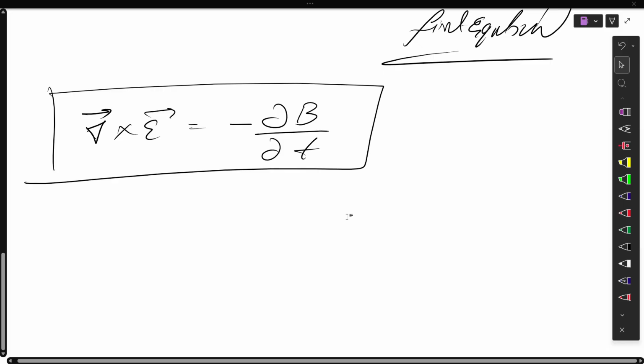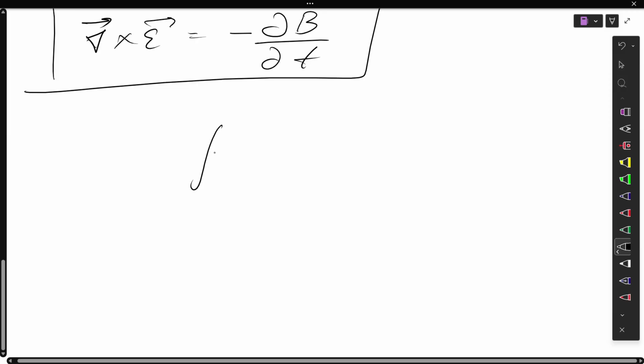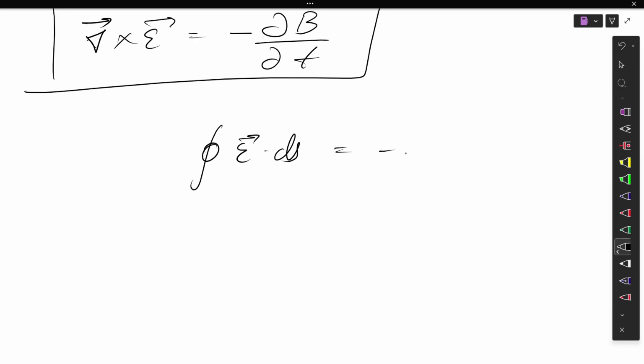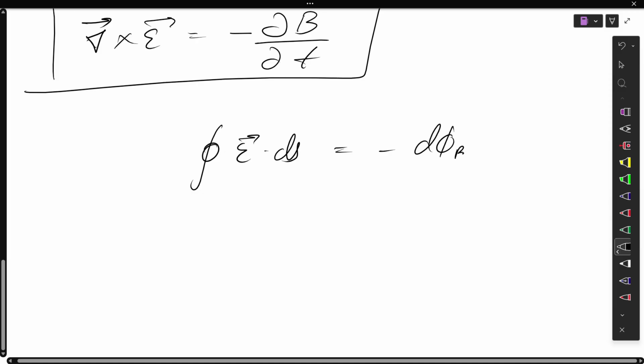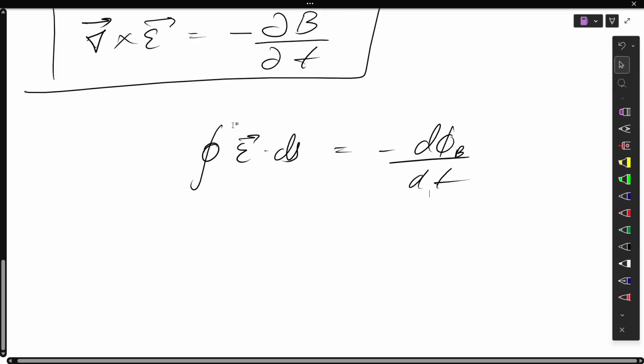Okay, so this is the case where you can also tell that the closed integral of E dot dr is equivalent to minus d phi B over dt. And that's exactly when the induced EMF in a loop depends on the path. Notice this thing again, this is nothing else but the integral along the line.